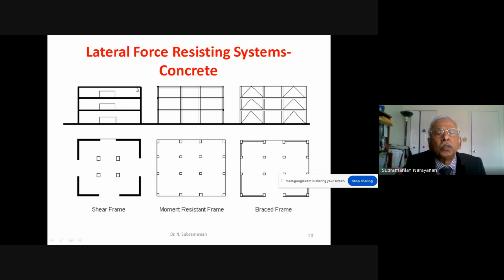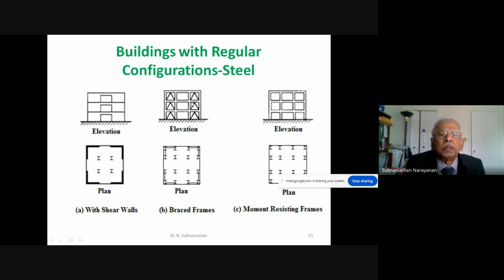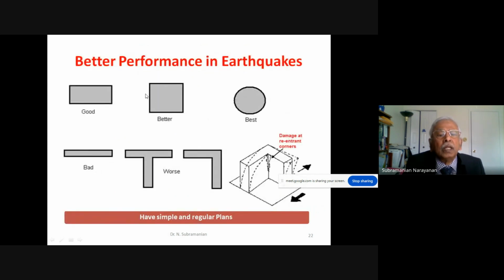So let me show you the lateral force resisting systems in concrete: shear walls, moment resistant frames, braced frames. Of course, you know already all this. And buildings with a regular configuration in steel, once again with the shear walls, braced frames, moment resisting frames. So the architects play a bigger role in having structures which perform better in earthquakes. So we should have simple and regular plans in order to have better performance. Rectangular buildings are good, better are square, and best is a circular building.